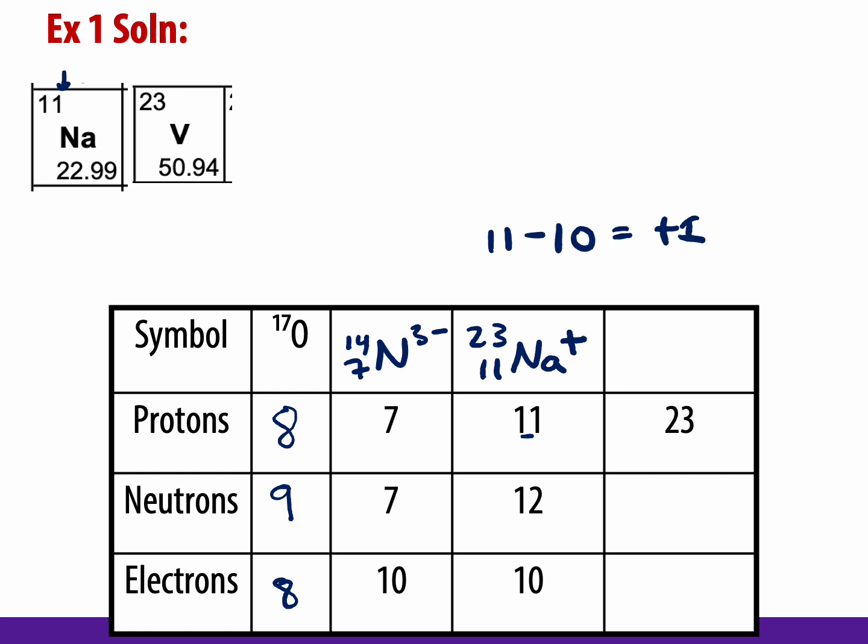So sodium plus. For the last one, we have 23 protons, so we know that it's a vanadium atom, but we don't know any other information. We don't know anything about the number of neutrons, the number of electrons, or the charge, because it didn't give us enough information to determine that.